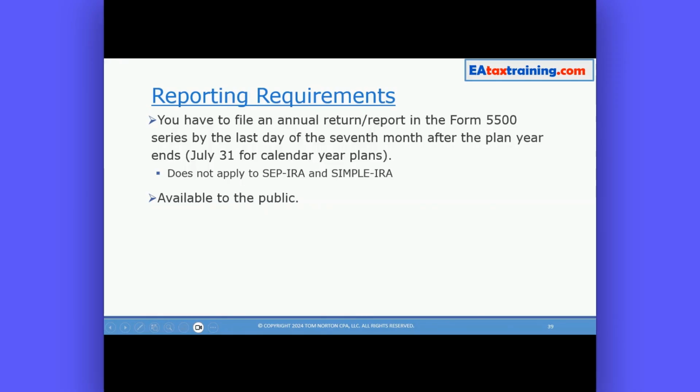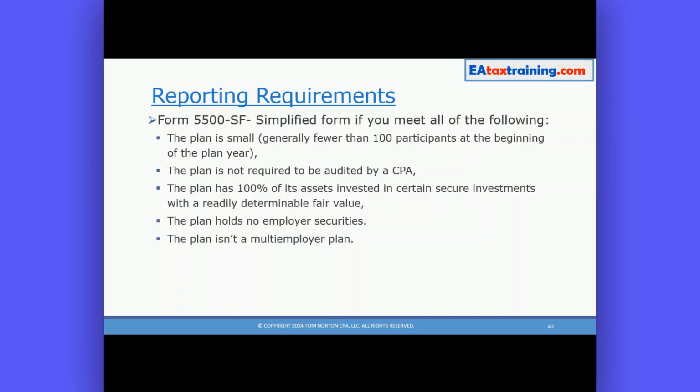So that's why these 5500s are available to the public. Smaller plans do not have to necessarily fill out the big Form 5500, which is much more detailed. Smaller plans can fill out one of these other types of forms. The first one that they may be able to fill out is the 5500 SF, or simplified form. They can fill this out if they meet all of the following criteria.